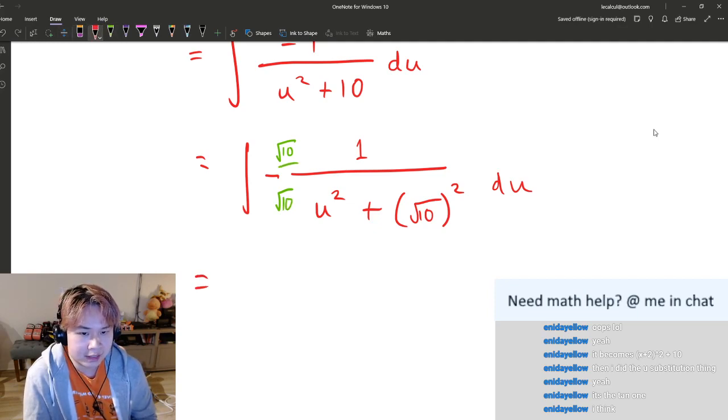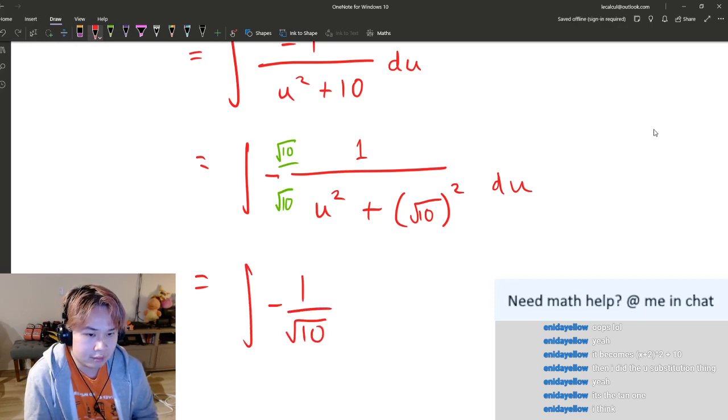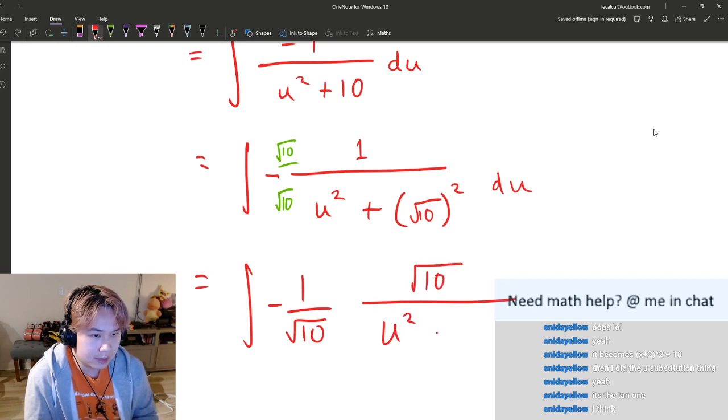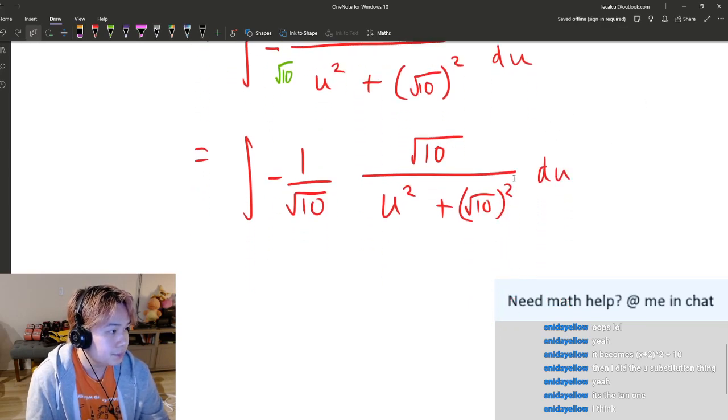So what you get is this, negative 1 over root 10, and then root 10 u squared plus... then you write it like this. Then this thing becomes the integral, and then this is just the constant. So you just go from there.